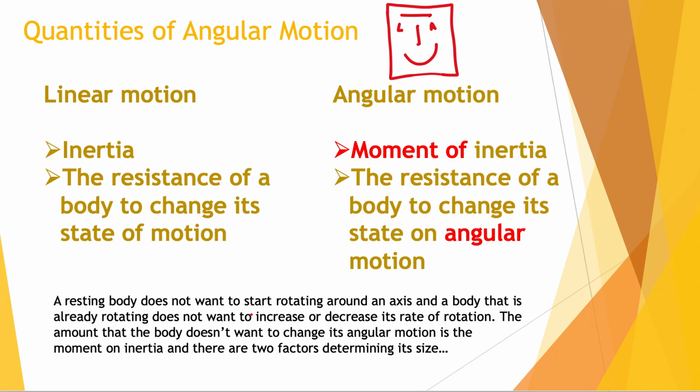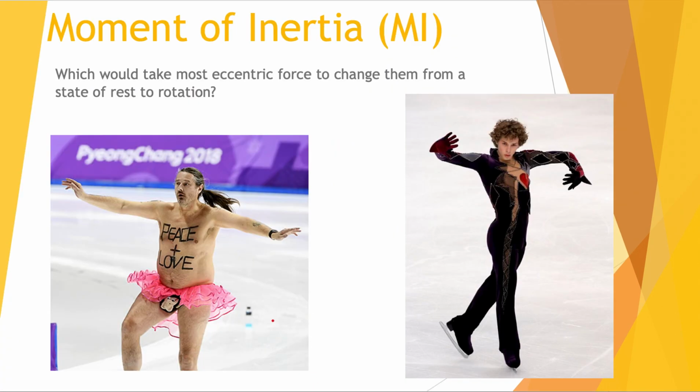So a resting body does not want to start rotating around its axis. Remember when we talked about inertia, we talked about a body not wanting to change its current state of motion. If something has a large inertia, then it's difficult to move, or difficult to accelerate, or difficult to slow down. So in terms of moment of inertia and angular motion, a body with a large moment of inertia is difficult to start to rotate, or difficult to stop rotating or speed up rotation. The amount that the body doesn't want to change its angular motion is the moment of inertia, and there are two factors determining the size of moment of inertia.